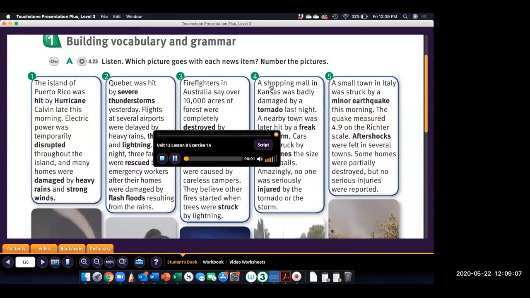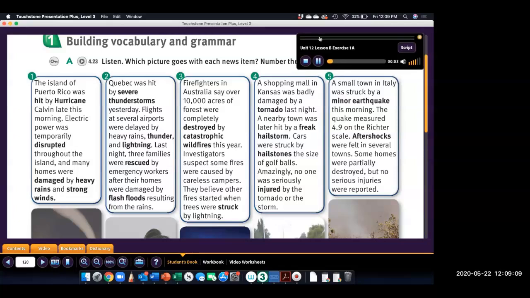Page 120. Lesson B. Natural Disasters. 1. Building vocabulary and grammar. A. Listen. Which picture goes with each news item?